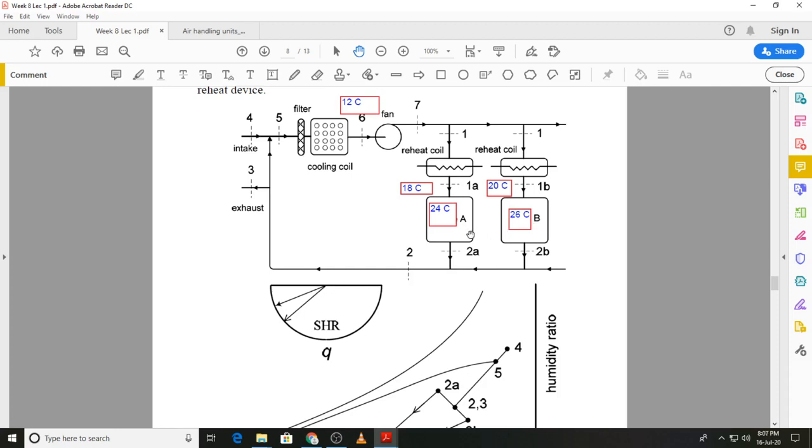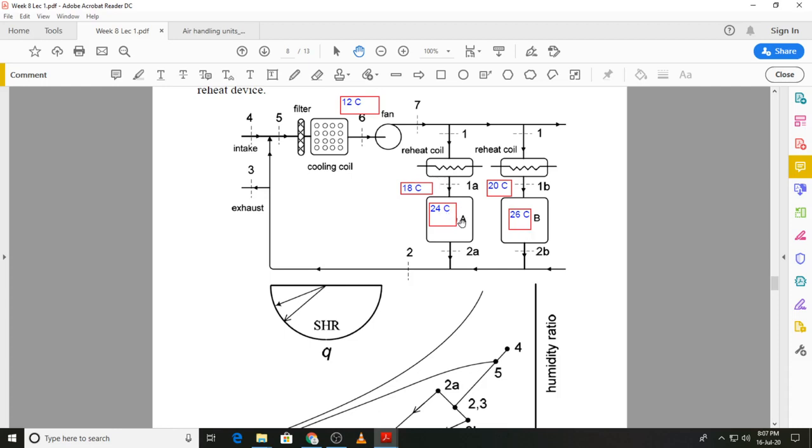For example, again, if we want to look at what happens if the load in zone A increases. If the load in zone A increases, it means that this temperature will begin to rise, and if we want to keep it at 24 degrees C, the supply A temperature will have to be reduced from 18 degrees C to, let's say, 15 degrees C. So that means the amount of heating that we were providing in the reheat coil will be reduced, and then again we will be supplying air at a lower temperature to counteract the increase in the load.